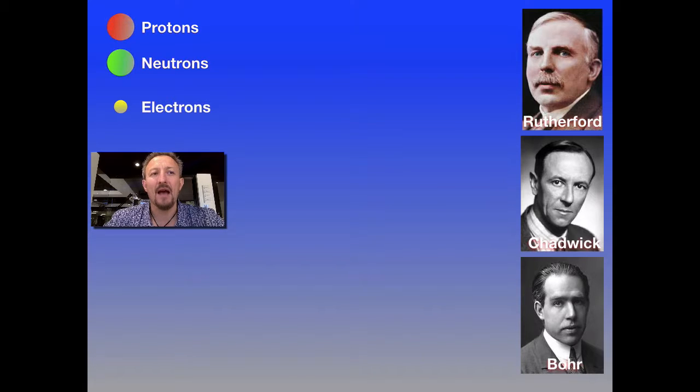Now, we know that the atom is made up of three main particles, and you can see those on the left-hand side. We've got protons, neutrons, and electrons. But how are they arranged? Well, we start off with our protons. Our protons can be found in the center of the atom, and Ernest Rutherford found this using evidence from his gold leaf experiment.